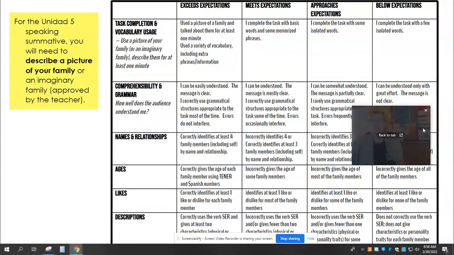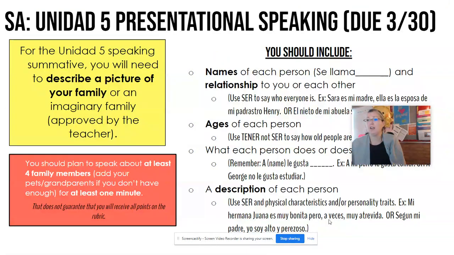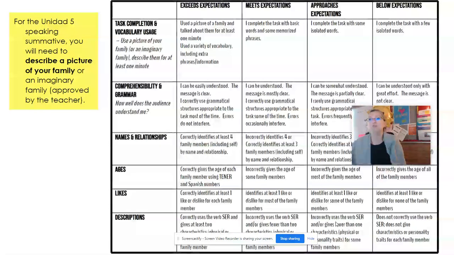So over here on the far right, that will be the lowest score. So we're looking on the far left, the closest one to here. So if you used a picture of your family and talked about them for at least 1 minute, use a variety of vocabulary, including extra phrases or information. So if you saw right here, I had an extra phrase. So, mi hermana Juana es muy bonita, but a veces, sometimes. So you can see how I have some extra vocab in there. Can you be easily understood? Can I hear you? Is your message clear?